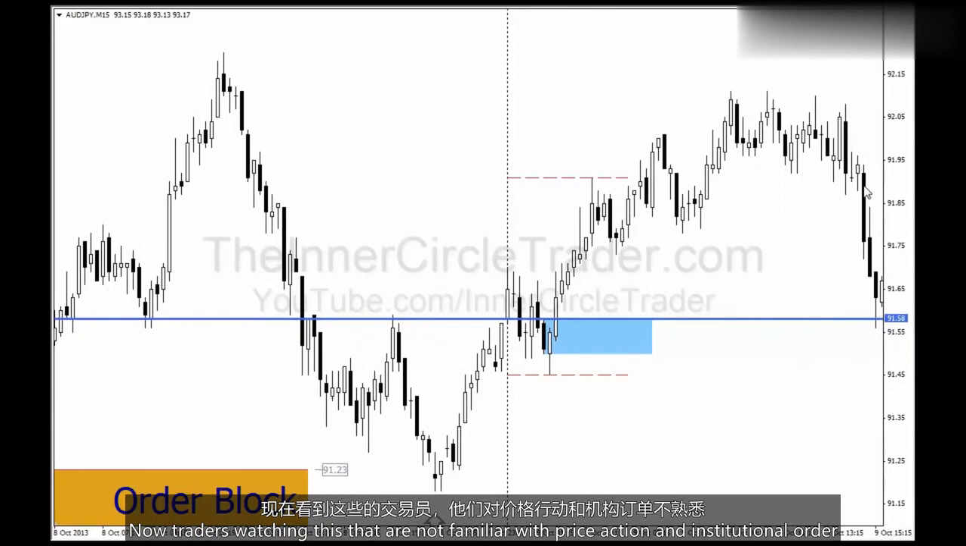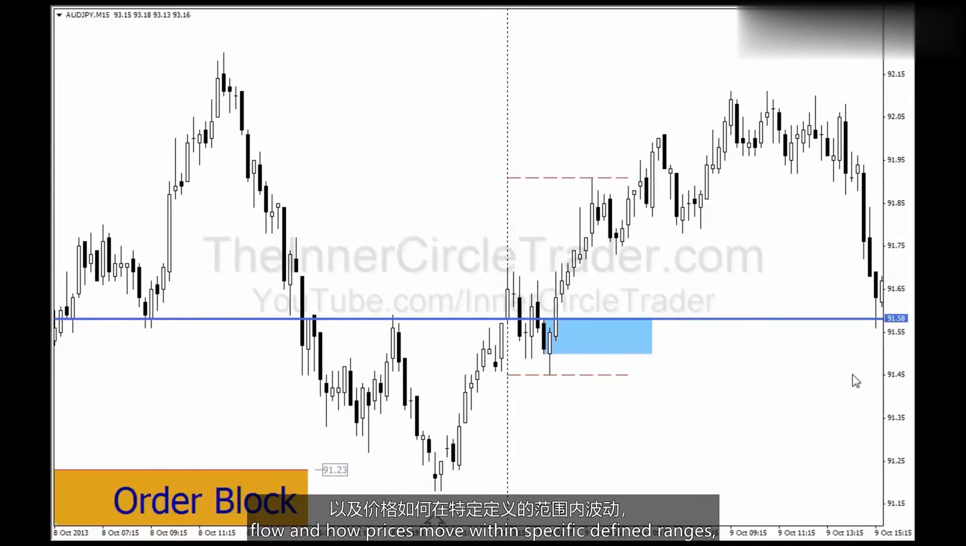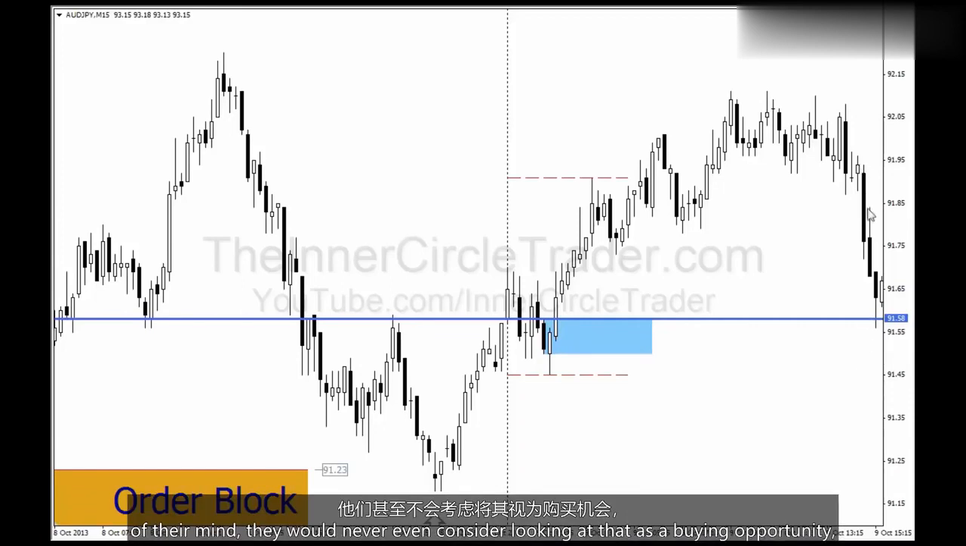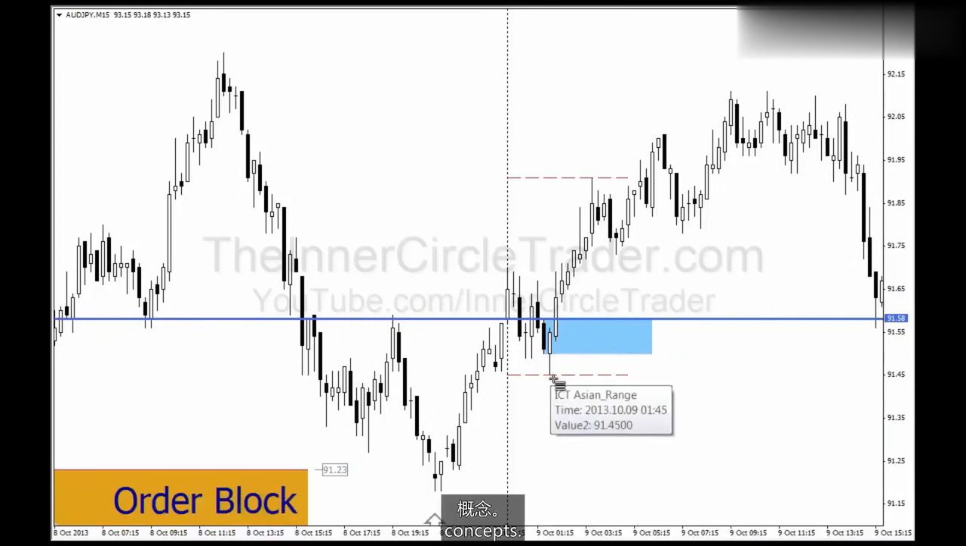Now traders watching this that are not familiar with price action and institutional order flow and how prices move within specific defined ranges, they will be pretty much scared out of their mind. They would never even consider looking at that as a buying opportunity. But let's go back over and look at some of the essential tenets that we use in our concepts.